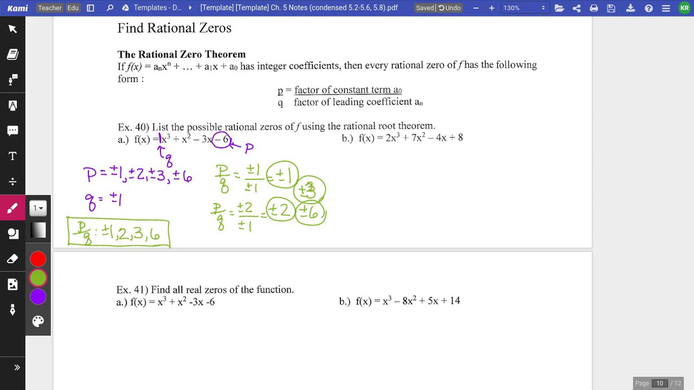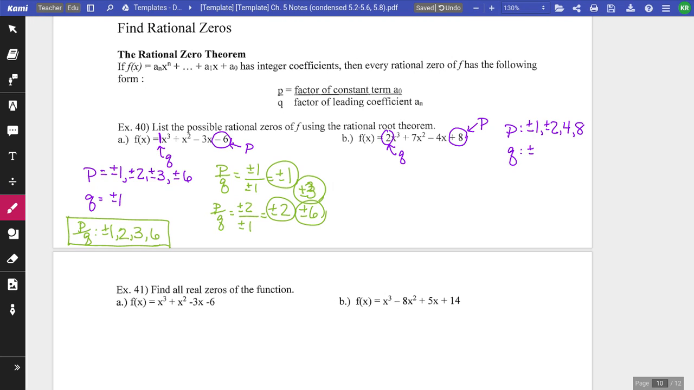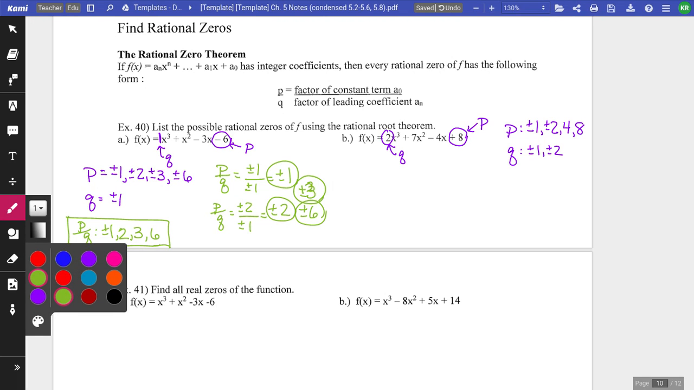First, let's go to B and talk about the P's and Q's from B. My P's are going to come from the constant term, which is 8. My Q is going to come from the leading coefficient, which is 2. My P's are going to be plus and minus 1, plus and minus 2, plus and minus 4, plus and minus 8, since you have 1 times 8 or 2 times 4 to make 8. Your Q, to make a 2, is going to be plus and minus 1, plus and minus 2, 1 times 2. Now we have to do our P's divided by our Q's.